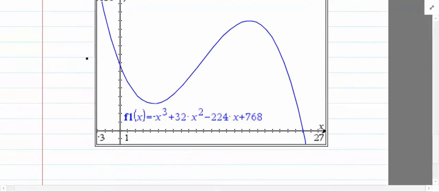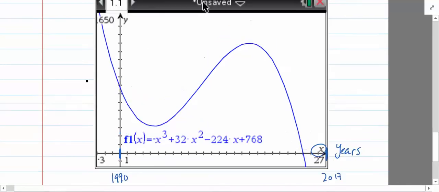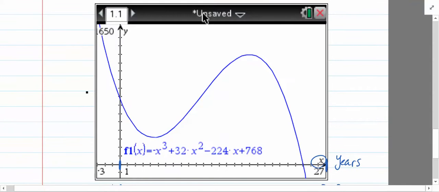So let's describe what we have here. Along the x-axis down here, we have the number of years since 1990. So if this is 0, this is the year 1990, and if this number all the way out here at the end is 27, that would be 27 years after 1990, or in other words, 2017.